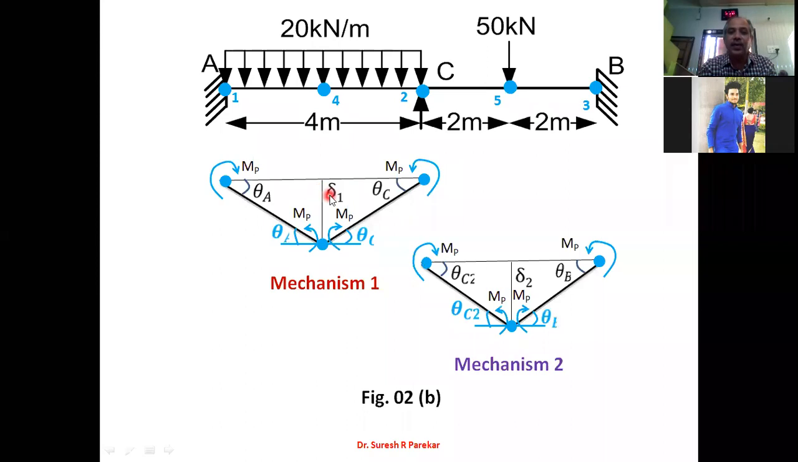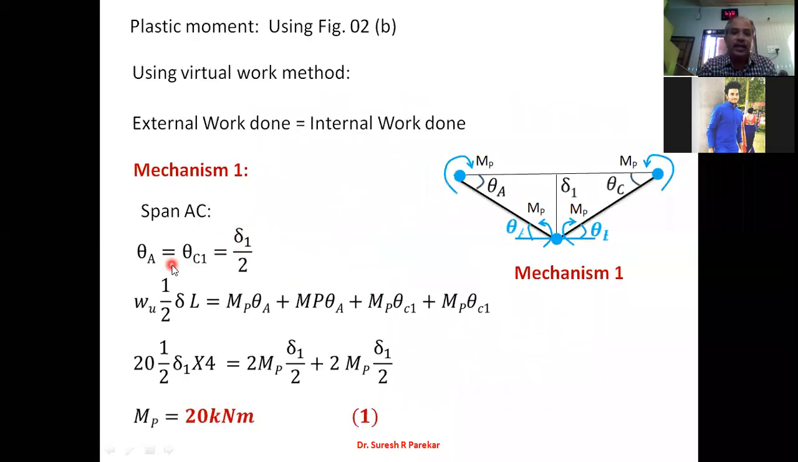So we have at center, theta A equal to theta C1, that is delta 1 by 2. This is also at center, theta C2 equal to theta B, that is equal to delta 2 by 2. So now you see, by substituting these values, you will get theta A equal to theta C1 equal to delta 1 by 2.